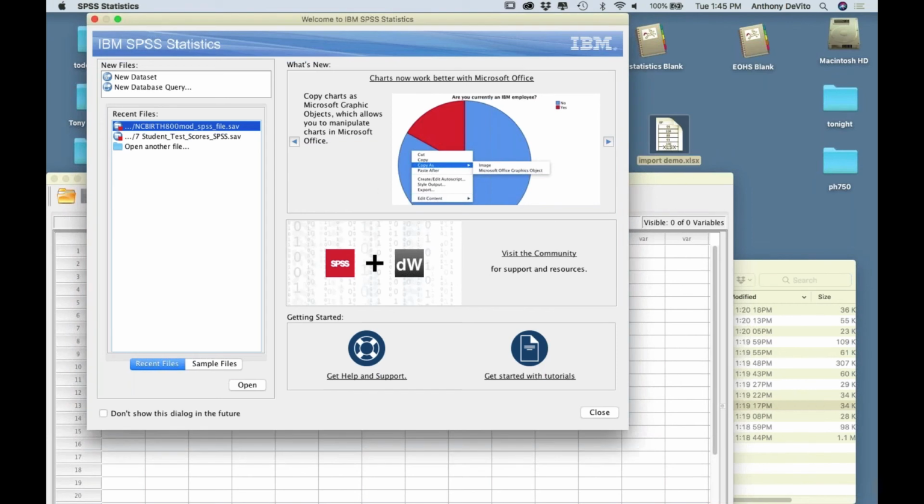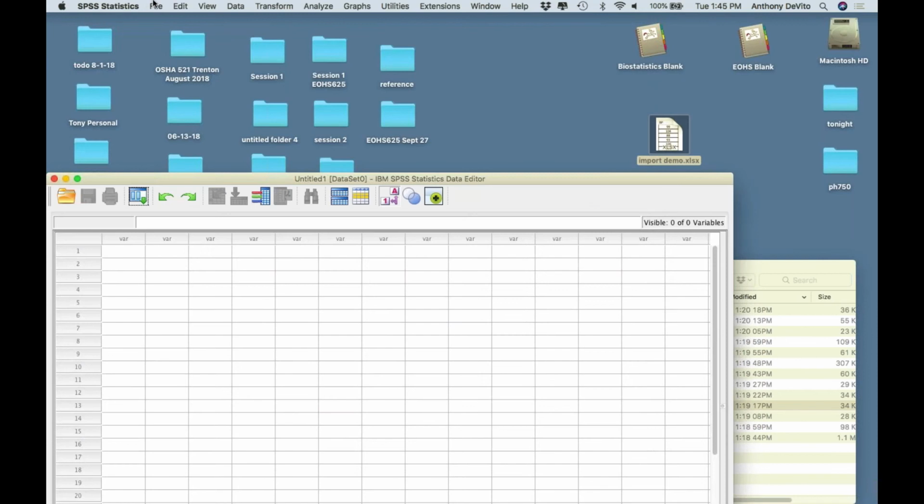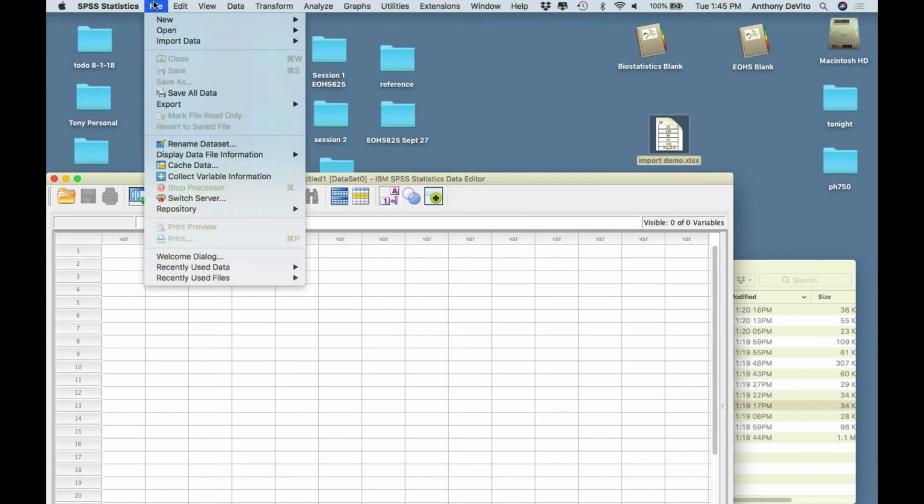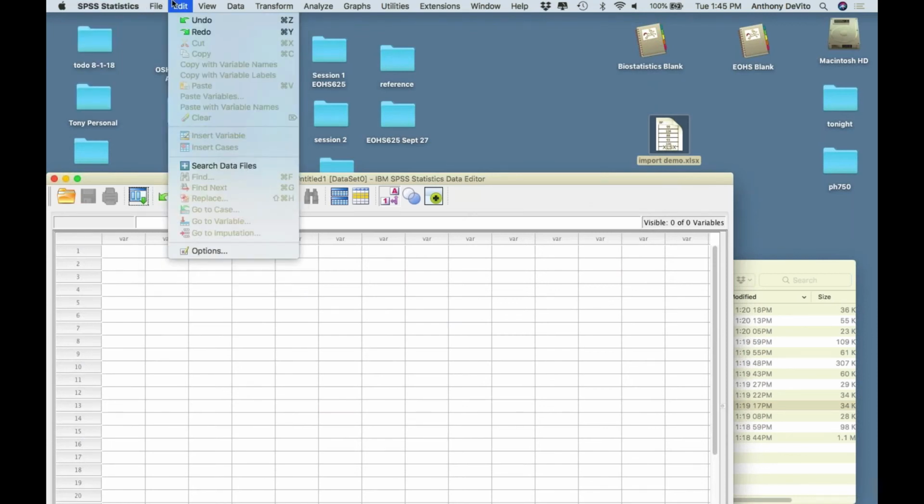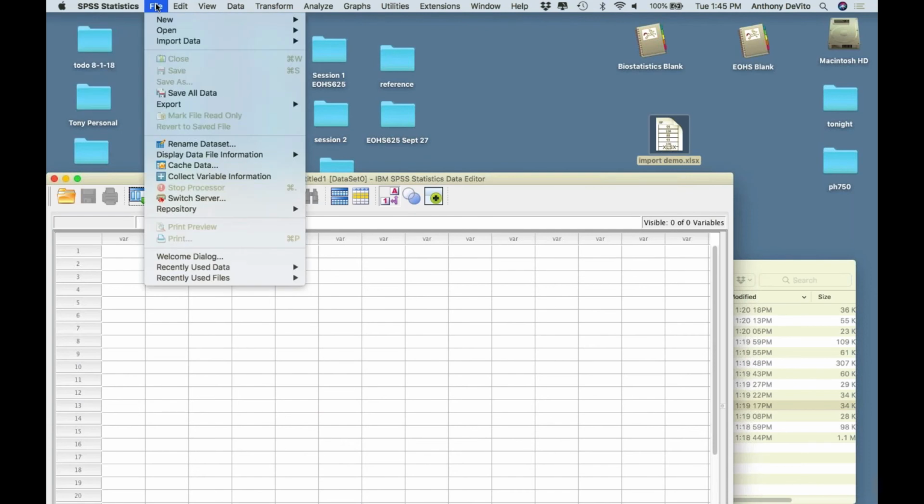Okay, so this opening window comes up. A lot of people just say, don't show this dialog in the future. I leave it here in case students have it set up that way, but I'm just going to brush it off, let it go away. I'm going to go up to File. SPSS is still open. You can see the drop menus at the top. I'm going to say File, Open, Data.